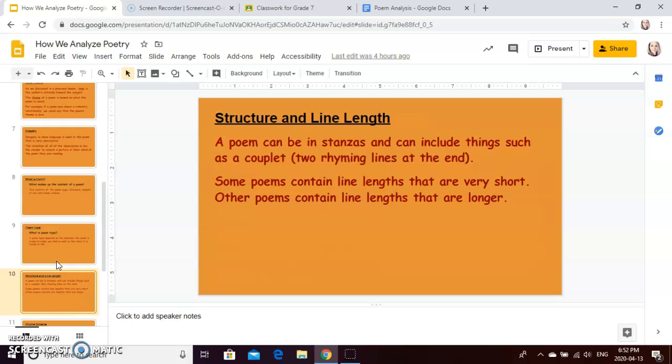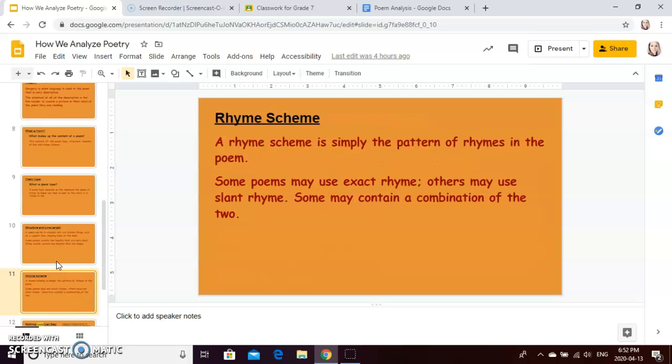Structure and line length. So a poem can be in stanzas. Stanzas are a set of 4 lines that are grouped together, or they can be in couplets, which is just 2 rhyming lines. Most of the time, a couplet is at the end of a poem. Sometimes a poem can just be made up of several couplets, several sets of 2 rhyming lines. Some poems contain line lengths that are short, and others contain line lengths that are long, and the poet will use these strategically depending on the poem. Sometimes they do, sometimes they don't, but it's something to keep in mind about the form.